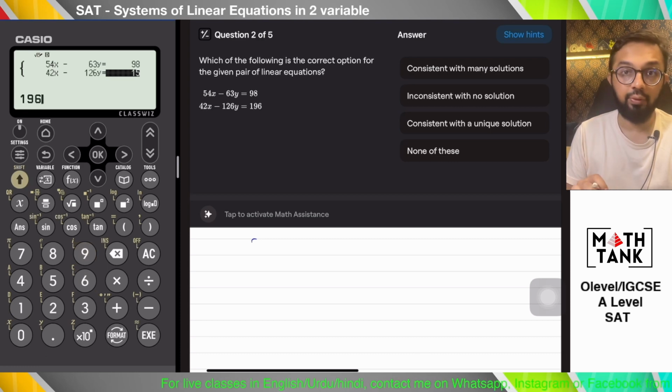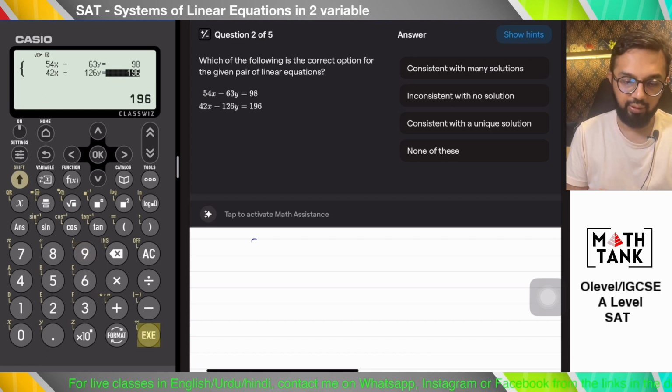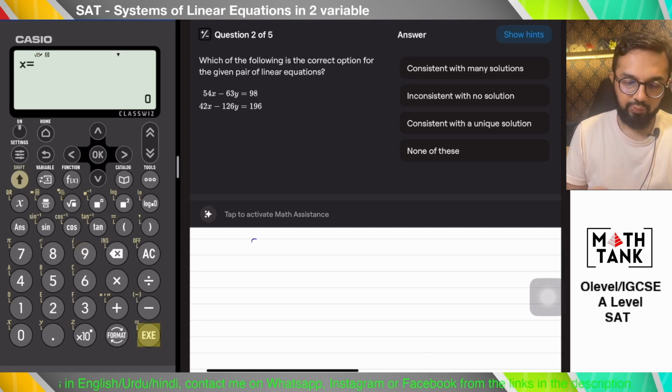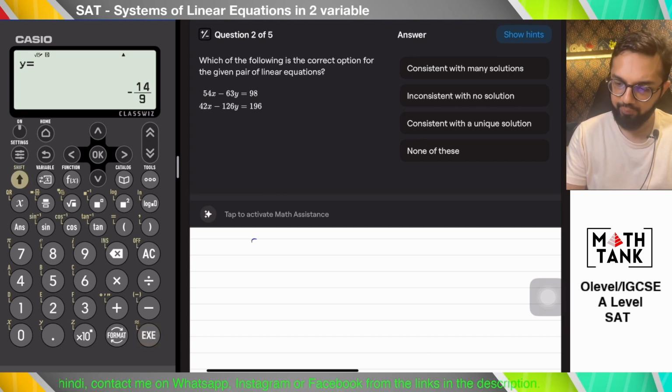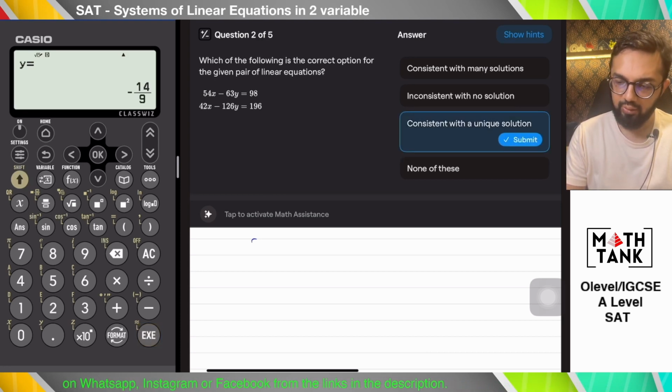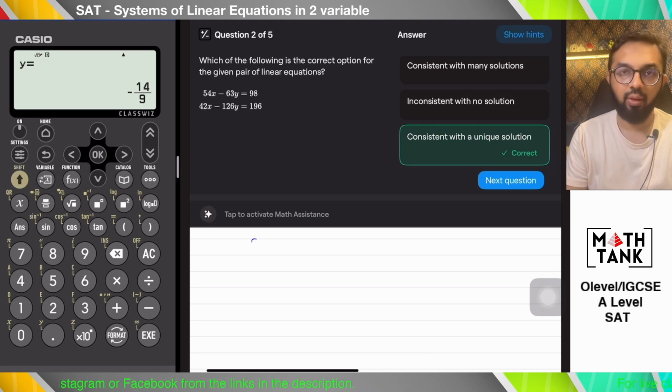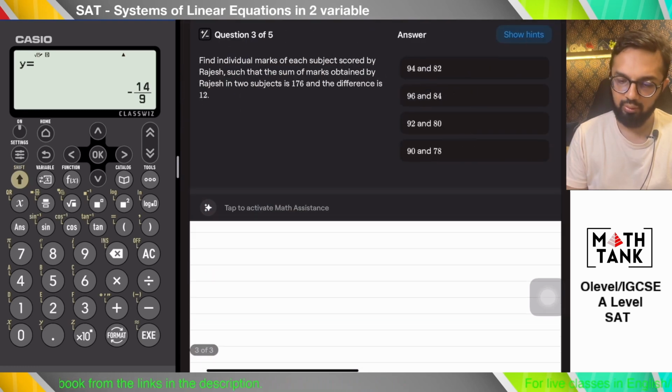Although I see factors of 13, multiples of 13, it's giving me 0 and minus 14. Consistent with the unique solution. Okay, there's a unique solution coming out.